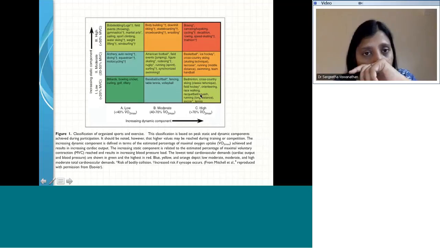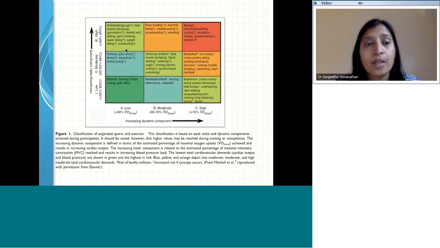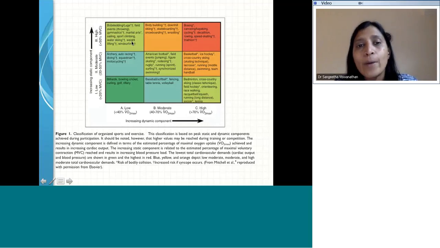Okay, and then we have activities on the exact opposite end of the spectrum, like weightlifting, which have a high static component, not much of a dynamic component. So sailing, climbing, weightlifting. These are all activities with a high musculoskeletal or static component and a very low dynamic or cardiovascular component.